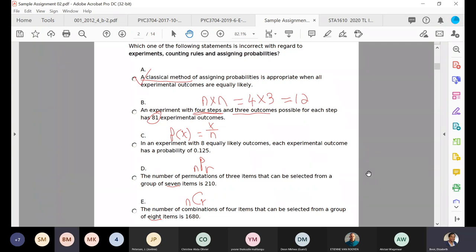Hi, Lizzie, can I ask something? With regards to B, aren't we supposed to be using the first counting rule, which is the power rule? I think so. Wait. Yes, we can. So if we use n to the power of x, therefore there are four steps to the power of 3. What do you get? I think so. Yes.